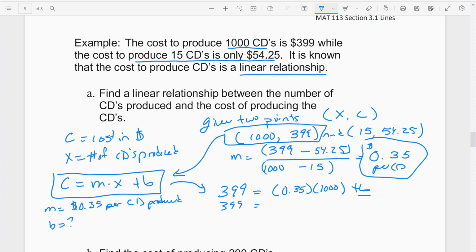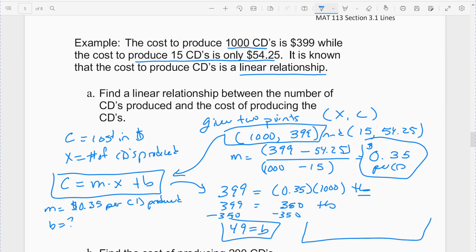Alright, so the 1,000 CDs cost $350 to make, right? 35 cents a piece. That should make sense. That's $350. Move the $350 to the other side. And so $49 is my fixed cost. And so the final answer is, the cost equation is 0.35 times X plus 49.